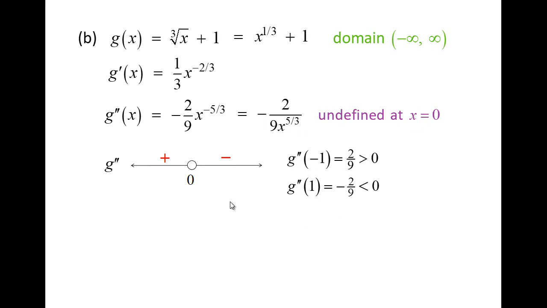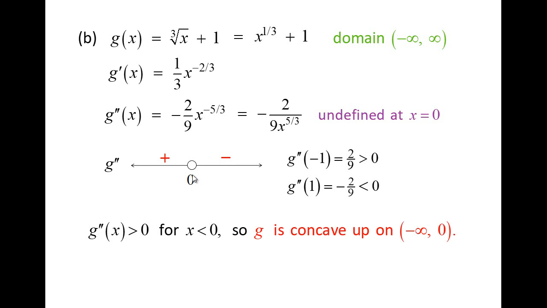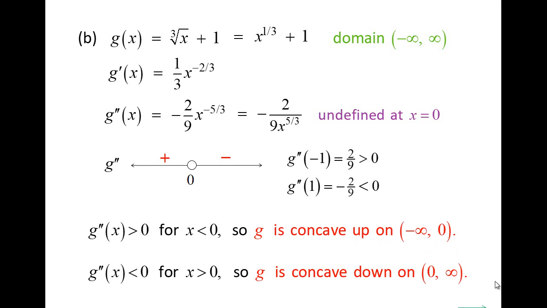So we see that g double prime is positive at any x on the left of 0, and it is negative at any x on the right of 0. So then we see that g is concave up on the left side of 0, and it is concave down on the right side of 0. So we see that g is concave up from negative infinity to 0, it is concave down from 0 to infinity.